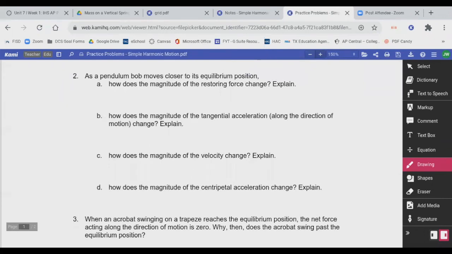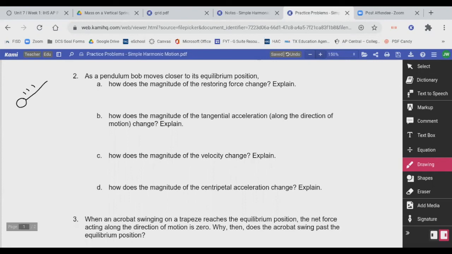Okay, so now we have: as a pendulum bob moves closer to its equilibrium position. Here's my pendulum bob, and it's going to the right. As it moves towards its equilibrium position, how does the magnitude of the restoring force change?